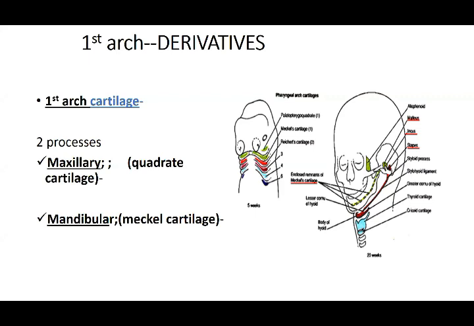Now the first arch has two components, because that is the portion which is going to give rise to the bone. The first arch has two parts: the maxillary process, whose cartilage is called the quadrate cartilage. If you see this first picture, number one is your first arch, and the cartilage has two components: one part is the maxillary portion and the other part is your mandibular portion. So the maxillary portion's cartilage is called the quadrate cartilage. And the mandibular portion, the lower part of this, still the first arch, is called your Meckel's cartilage.